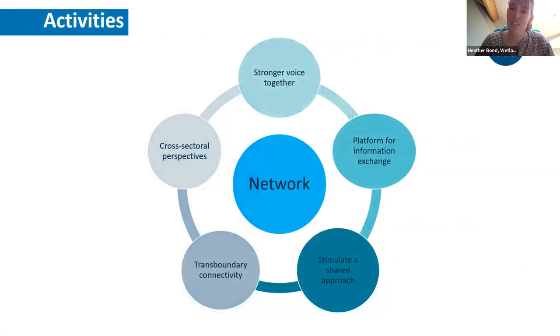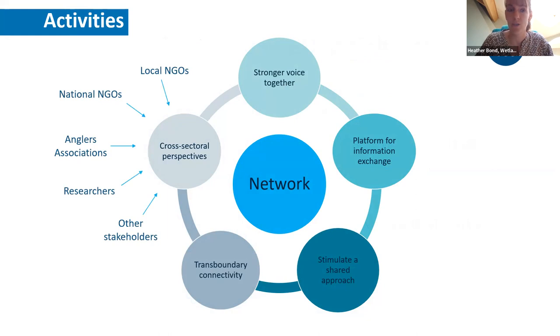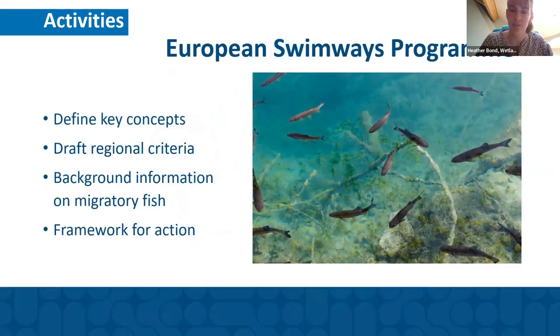So the first activity of the project will be creating the network. It will bring together organizations and people interested in conserving migratory fish in Europe, for the points listed on the screen. We want to create a stronger voice through the participation of these different groups. We want to make sure that the perspectives are cross-sectoral, so there are examples of different types of organizations and people we would like to join. And then later we're hoping to bring in government water management authorities.